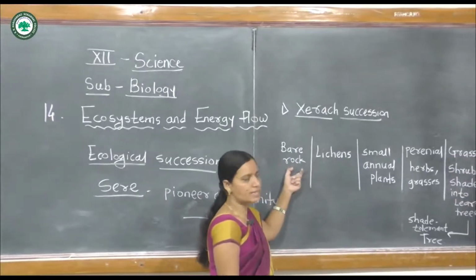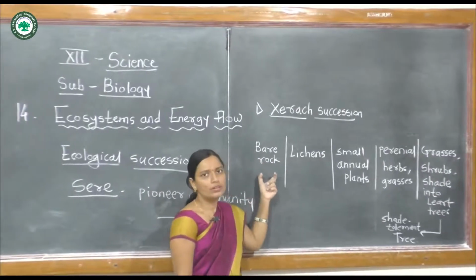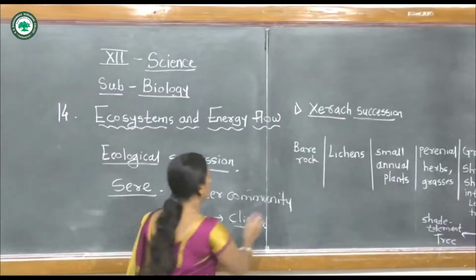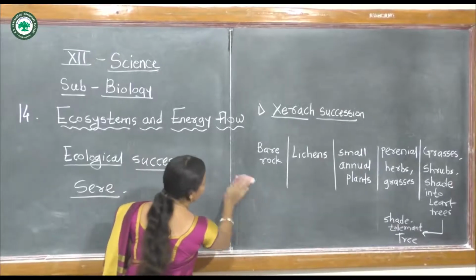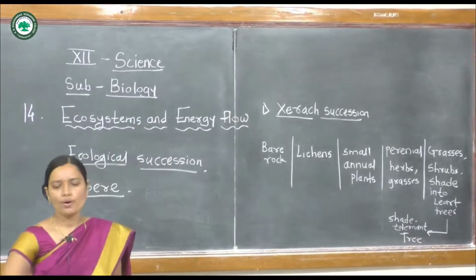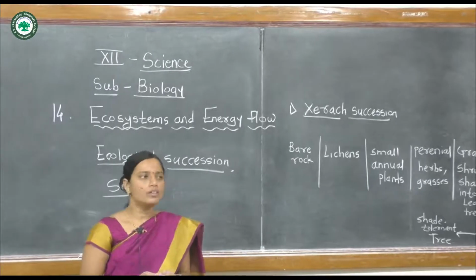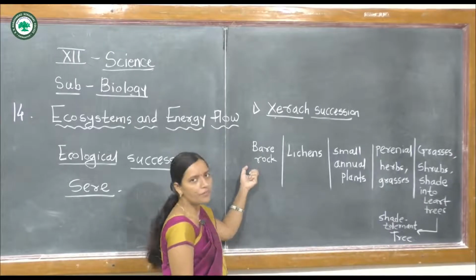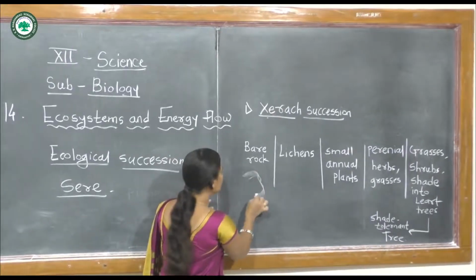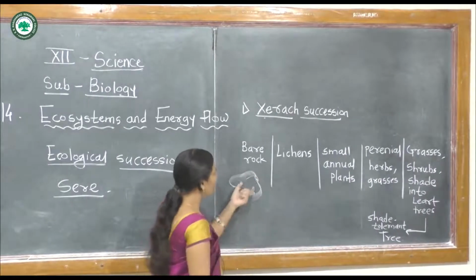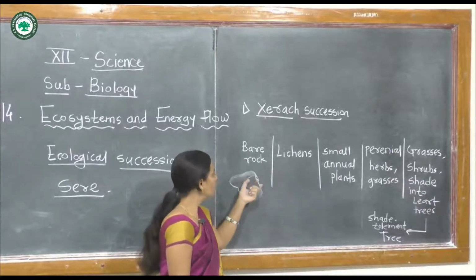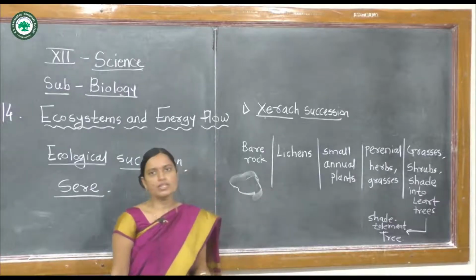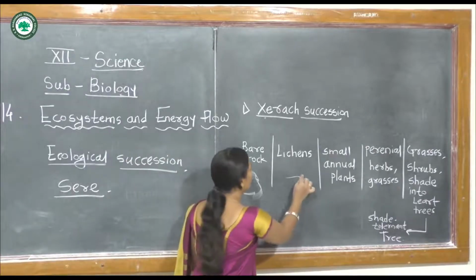This xerarch succession starts on the barren rock, or it can form in a dry habitat. This community is developed on the barren rock, and the first plants found on this rock are the lichens. The lichens are firstly present on the barren rock.